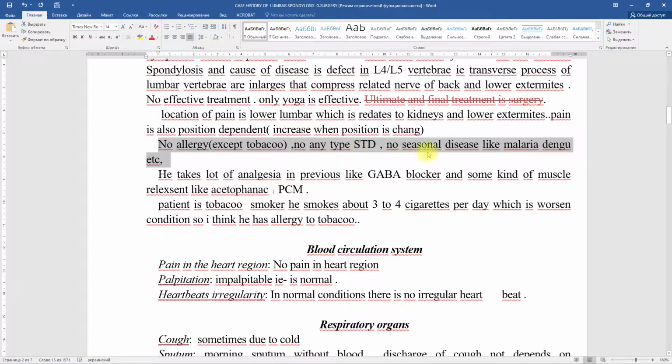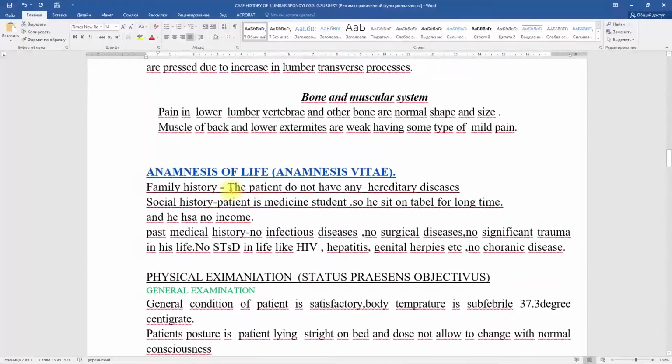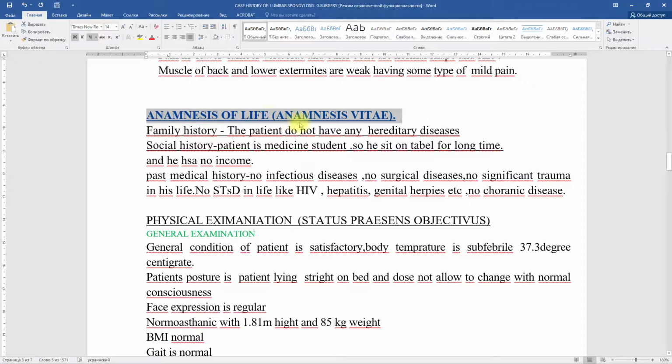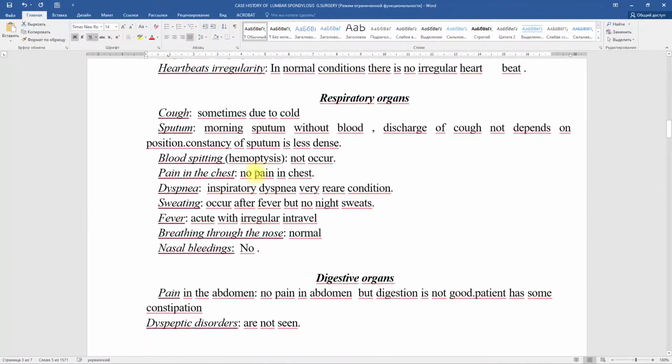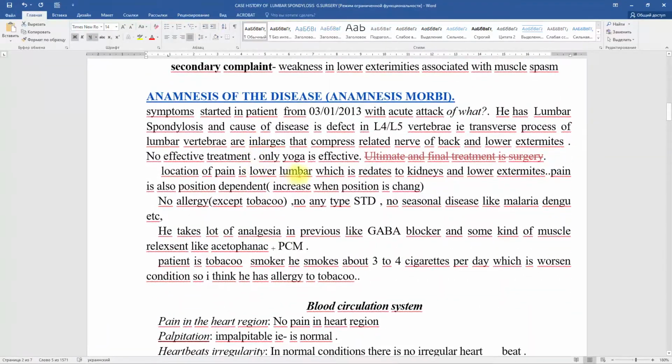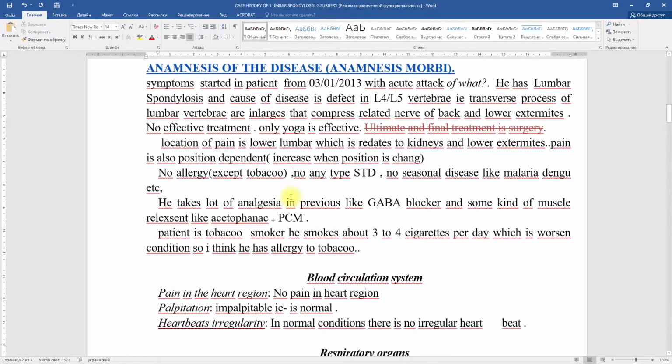Allergies, seasonal allergies, infectious diseases in the past. That's what goes here, the anamnesis of life. It's not what you write in the block of general complaints.